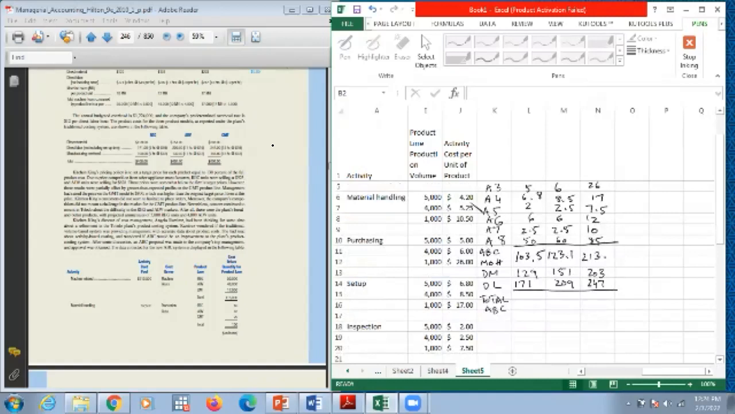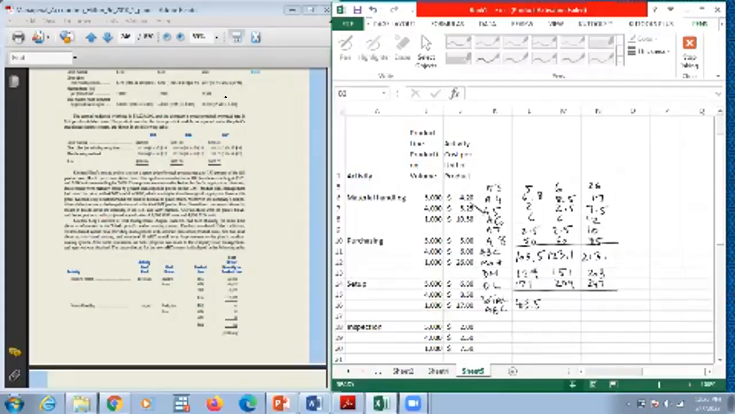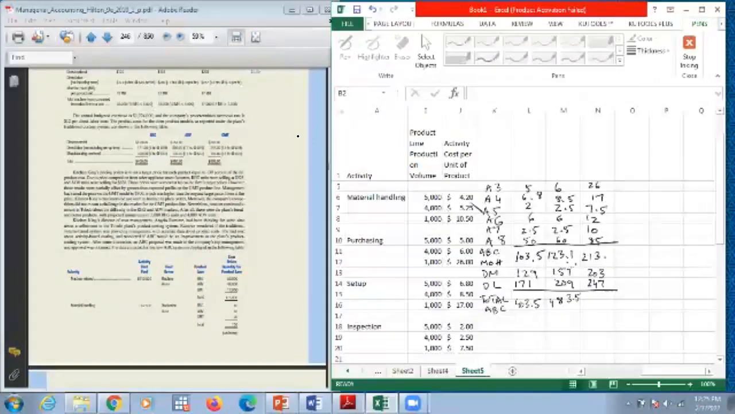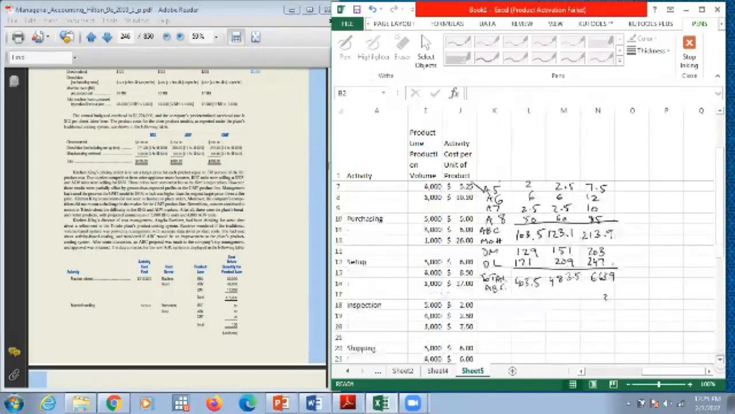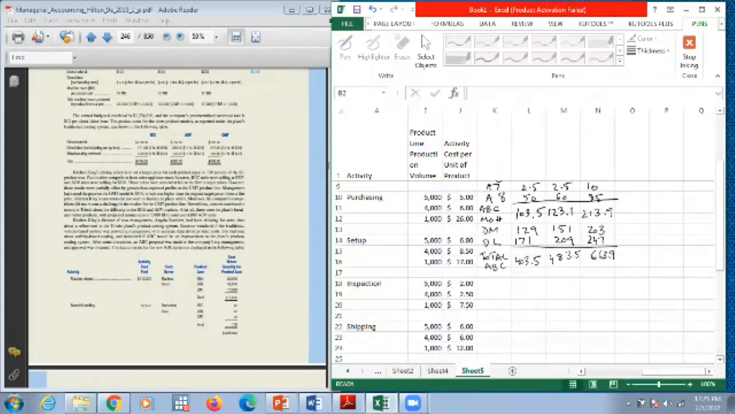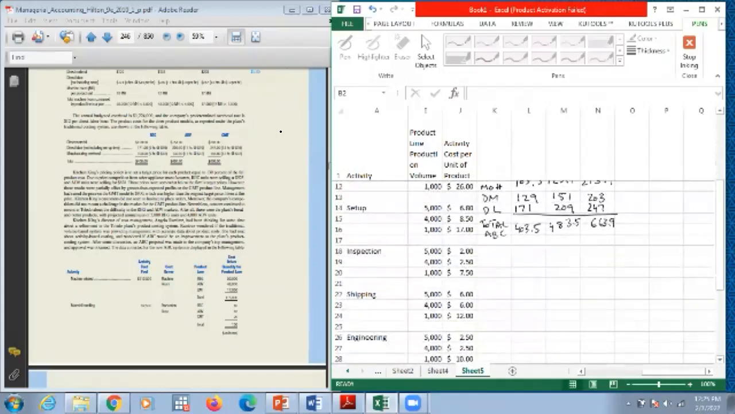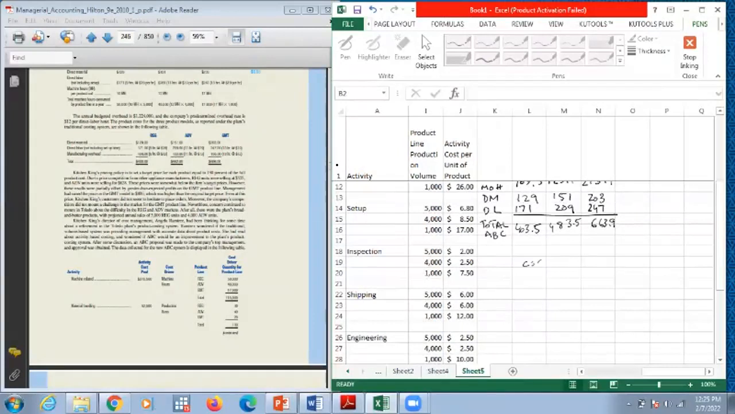103.5 plus 129 plus 171 will give us 403.5. Adding 121, 123.1, 151, and 209, we get 483.5. And adding 213.9, 203 plus 247, we get 663.9. Now, moving forward, now that we have our total activity-based costing, we can discuss something known as cost distortion.